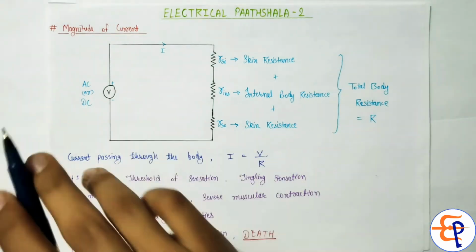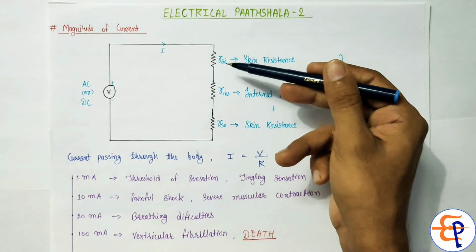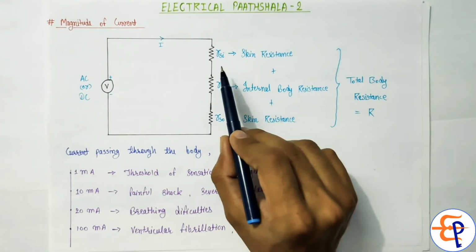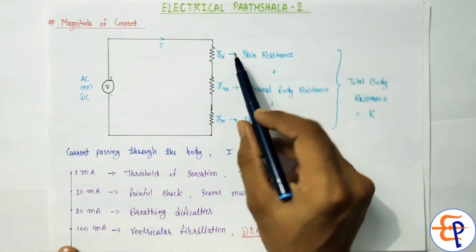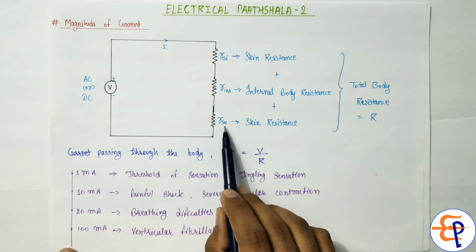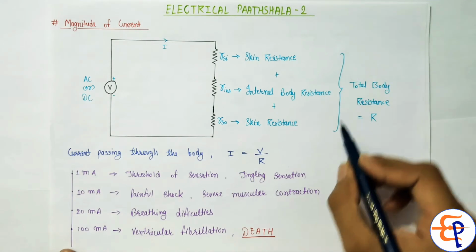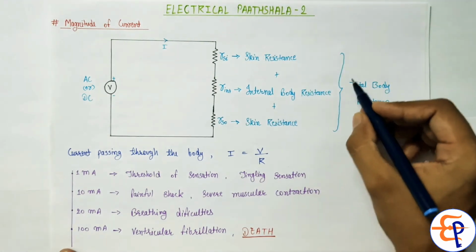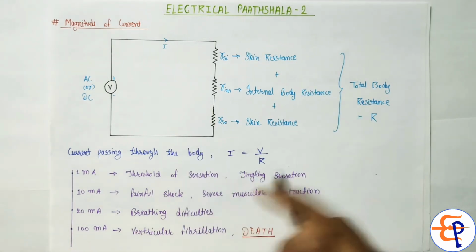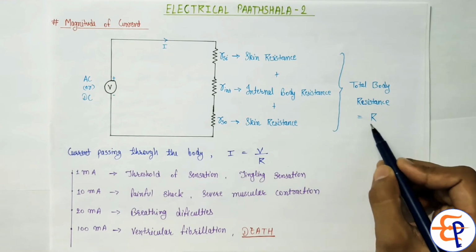So in this way guys, when electric current passes through your body or through a particular portion of your body, it has to face three kinds of resistance. First resistance is RSI, the skin resistance from where the current is getting into your body. Second is the internal body resistance, and the third is the skin resistance from where the electric current is getting out of your body. So these three resistances sum up and give us the total body resistance, or total resistance of that part of your body through which the electric current passes. Let's suppose that resistance is capital R.